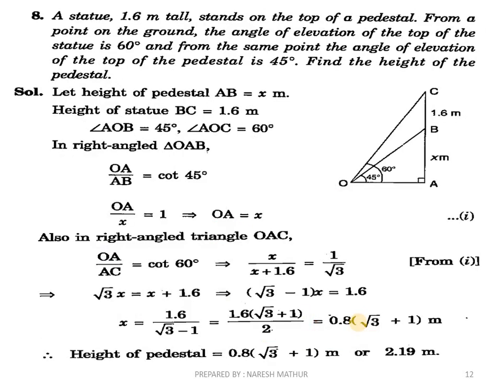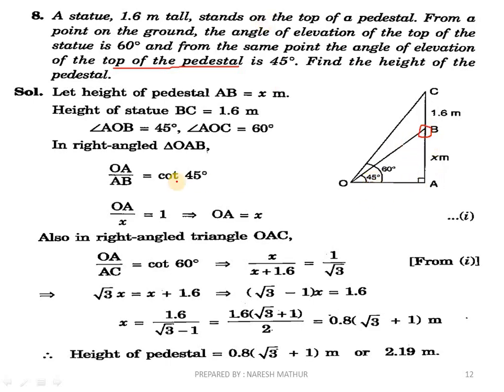In the next question, a statue 1.6 meter tall stands on the top of a pedestal. From a point on the ground, the angle of elevation of the top of the statue, see here, top of the statue, is 60 degree. From the same point, the angle of elevation of the top of the pedestal. Now see here, this point can also be known as bottom of the statue, but here it is given as top of the pedestal, because AB is a pedestal. So this point can be referred to as top of the pedestal, or it can also be referred to as bottom of statue. Okay, quite simple.